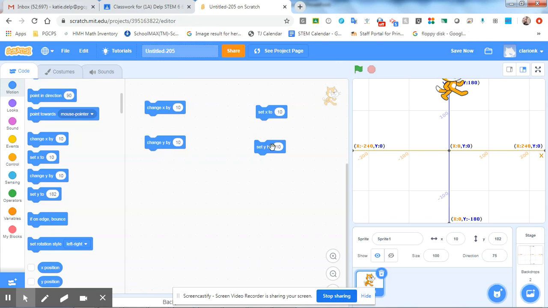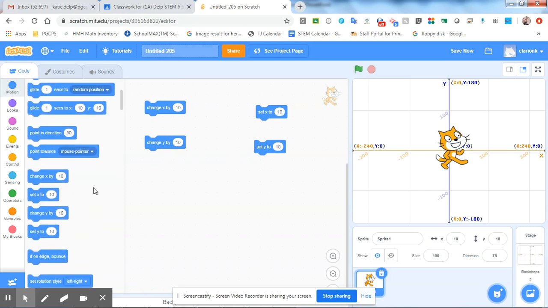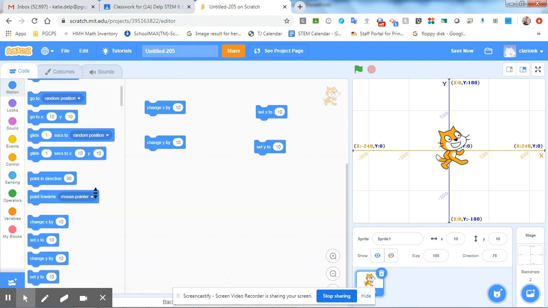Look at what happens when I click set Y to 10. Okay, he moves, but I'm continuing to click on it and he's not moving anymore. That's because we set it to 10 positions above 0, okay? So make sure that you know the difference between those two blocks. Let me see if there's anything else that's important for you to see.